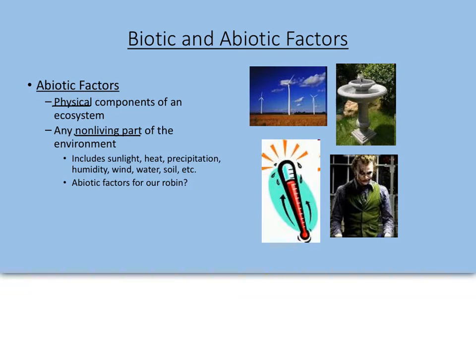what we look for here is things like sunlight, heat, precipitation, wind, water, parts of the soil, and that sort of thing. So if we stick with our example from before, abiotic factors for our robin, wind would be a big abiotic factor, right? Affects how that robin flies, how warm or cold it is, etc. Temperature, also a big factor. We've talked this year about birds flying south for the winter. So the temperature outside is going to have an effect.